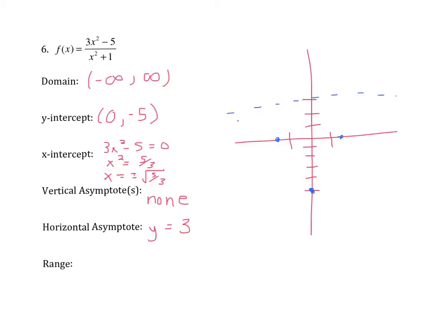So it looks like I kind of have this weird bell-shaped graph. So that means that the range is going to be bracket negative 5, because that's the lowest this thing goes, up to 3, and then it stops.